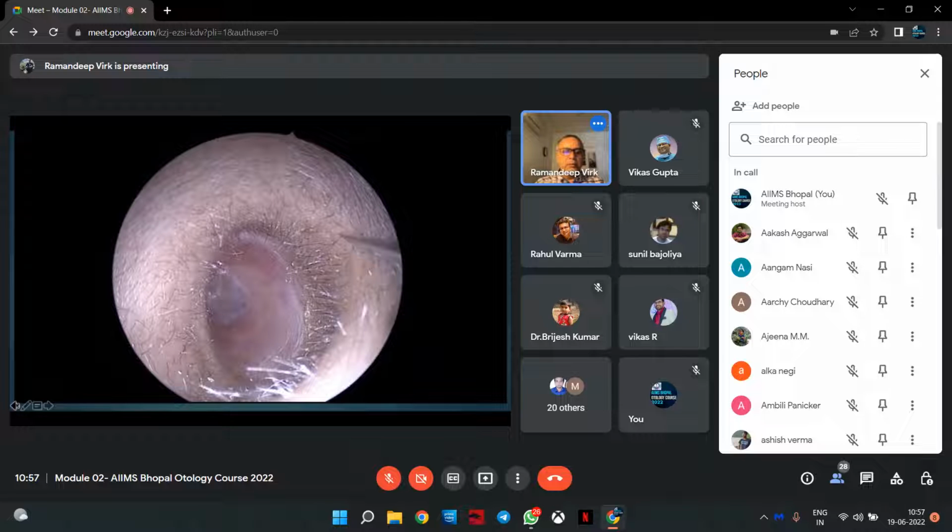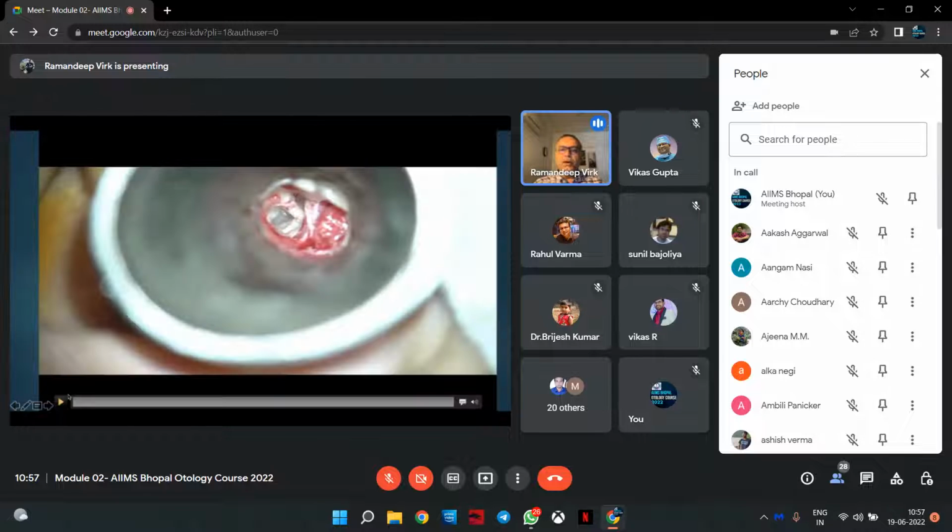Okay, so now we come to the procedure. Now this is the right ear. Okay, you can see the incus, you can see the stapedius tendon, you can see the blue foot plate, you can see the facial nerve, and you can see the posterior crura peeking out from here.